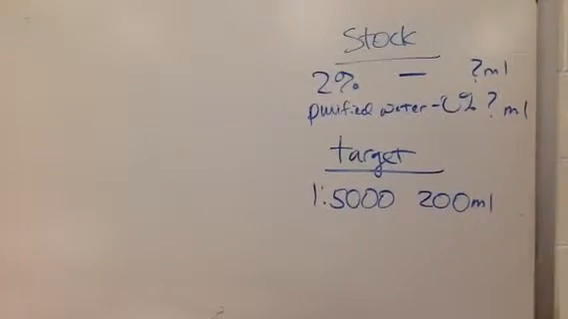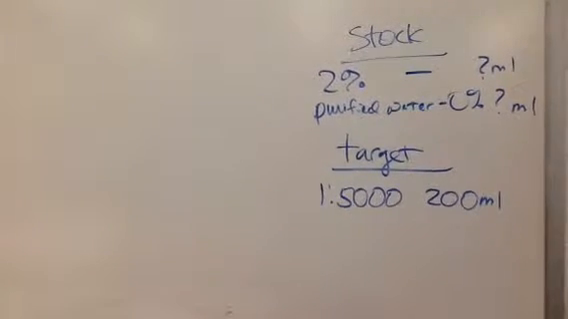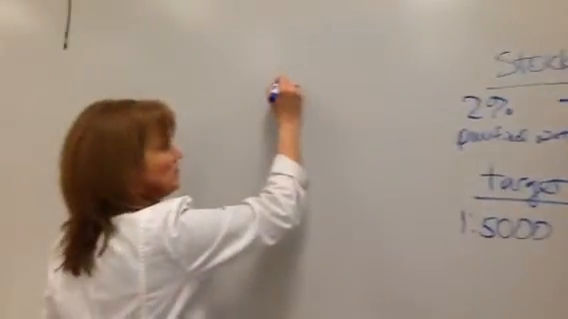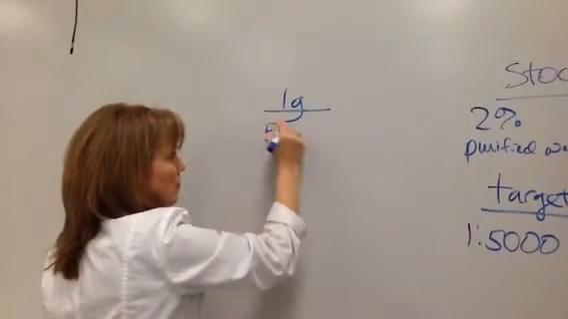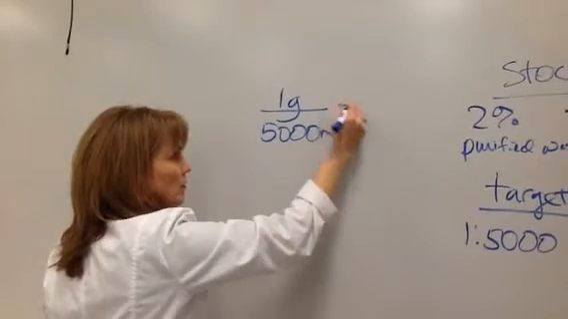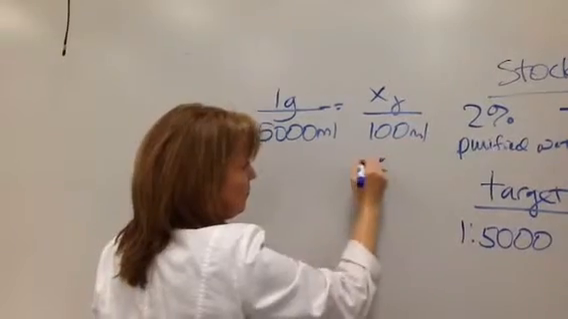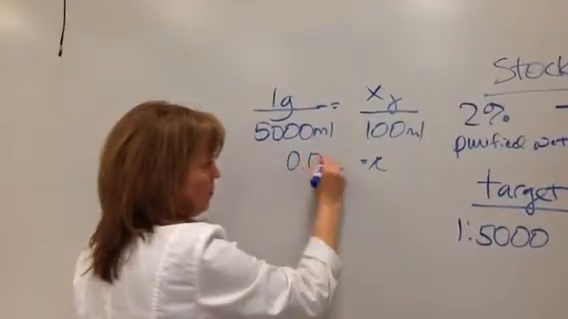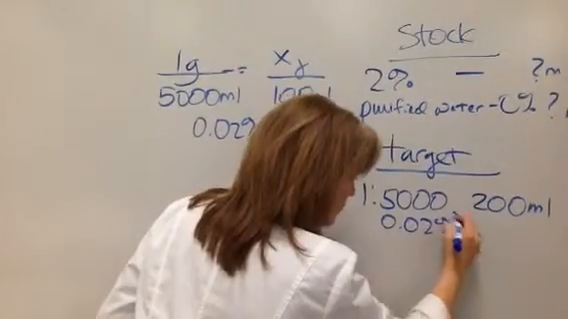Where are we going to start? Changing that ratio to a percent? Yeah, change that ratio to percent because you have to use percent concentrations on these problems. So we have 1 to 5,000, which means what? It's 1 gram over 5,000 mL. Set it to X grams over 100 mL. And X is 0.02%. Okay, so this is 0.02%. Everybody got that?